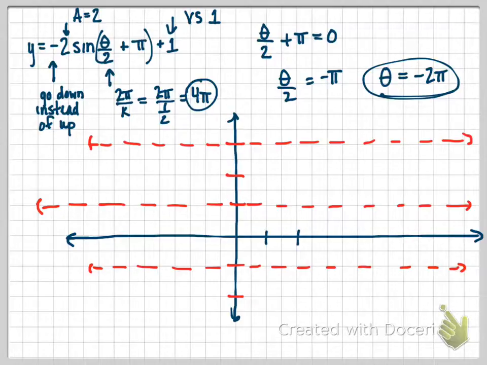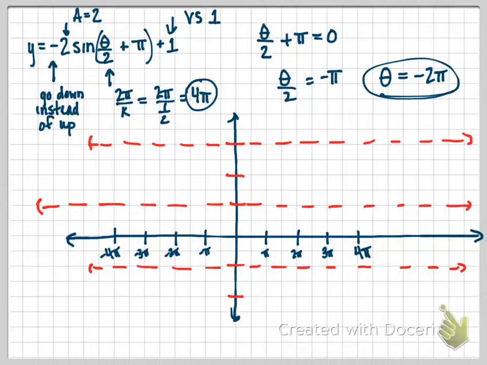So I have 2, 4, 6, 8 in each direction, 2, 4, 6, 8. I have a period of 4 pi, so I'm going to label a negative and a positive period. Okay, halfway is 2 pi, halfway of that is pi, 3/4 of that is 3 pi. So I'm going to label that in each direction. I have negative 3, negative 2. That one's kind of easy to label. Okay, and then I'm going to start thinking about my sine curve.